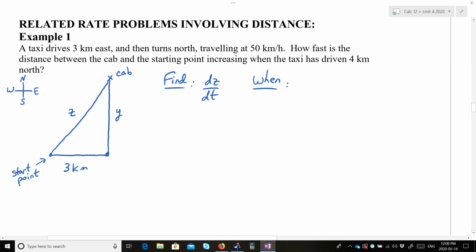when the taxi has driven 4 kilometers north. So at the instant Y hits 4 kilometers, given the taxi is traveling north at 50 kilometers per hour. So the change in Y with respect to time is 50 kilometers per hour.